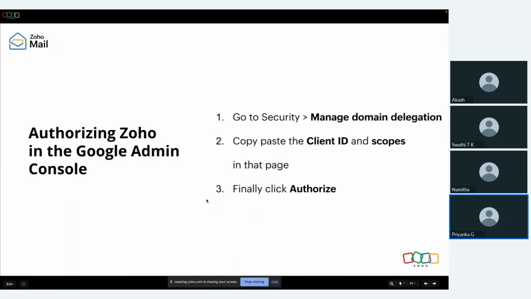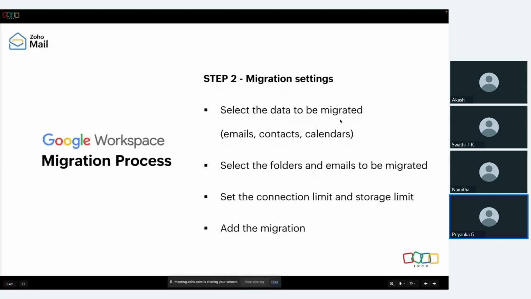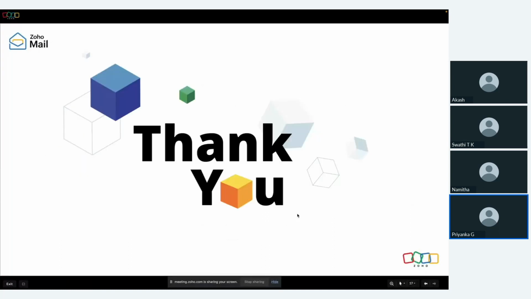So we already saw in the settings, we will be choosing the data, the folders and emails, the connection limit and storage limit, and add the migration. Once that is done, you can import your users and check for the migration status. So before we come to an end of the session, I also wanted to address the GoDaddy account. If you are a user of GoDaddy, it works the same way how I showed you an IMAP migration.